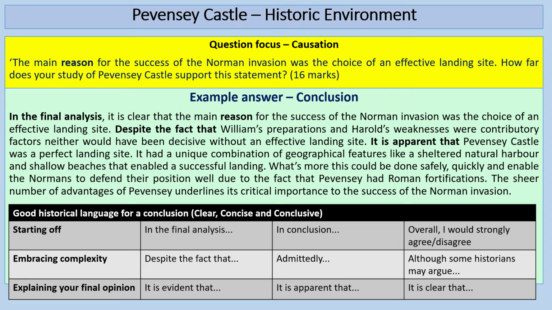It had a unique combination of geographical features, like a sheltered natural harbour and shallow beaches that enabled a successful landing. What's more, this could be done safely, quickly, and enable the Normans to defend their position well, due to the fact that Pevensey had Roman fortifications. The sheer number of advantages of Pevensey underlines its critical importance to the success of the Norman invasion. So we've got a very clear, rounded up opinion there, being aware of other points of view, but really bringing it to a rounded conclusion. And that's what you need to do to have a really cracking conclusion in your answers.